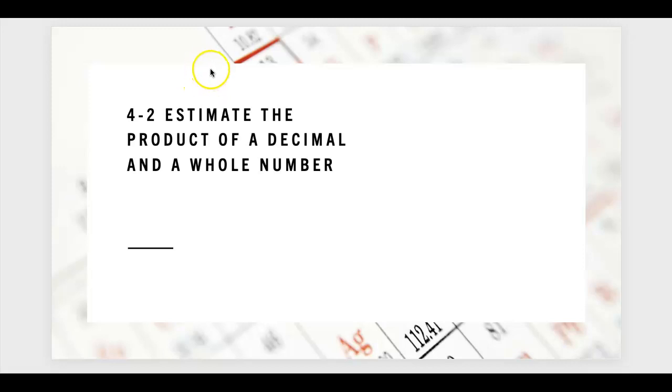Alright, so this is a review of 4.2, which is titled Estimate the Product of a Decimal and a Whole Number. As we talked about in topic 3, I'm not a big fan of estimation, but here it makes it a lot easier to multiply. So this is what I'm going to go through with you and help you review and look at. So let's go ahead and get started.